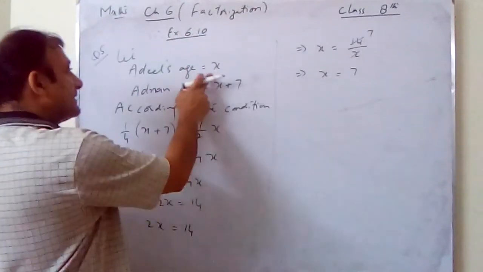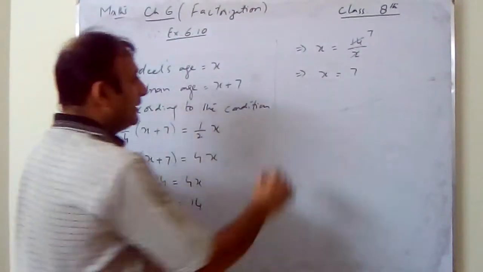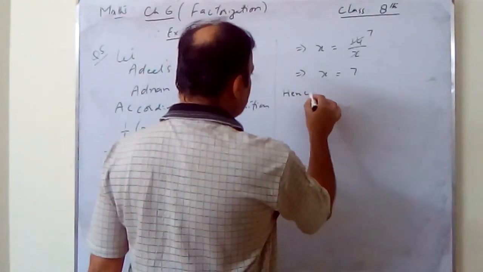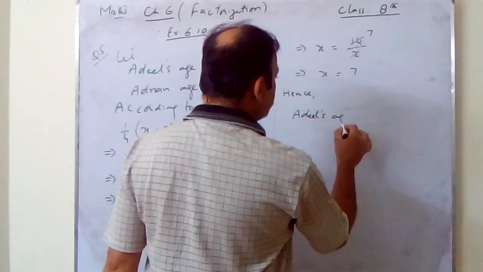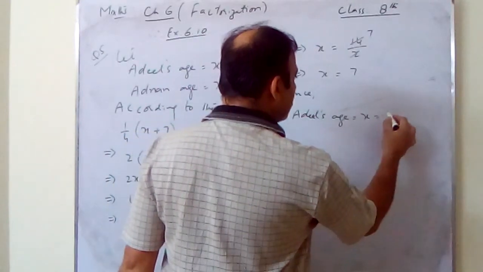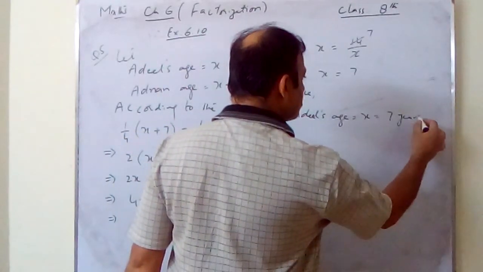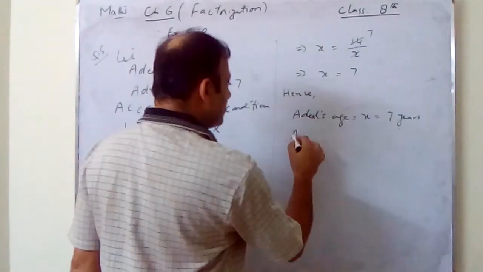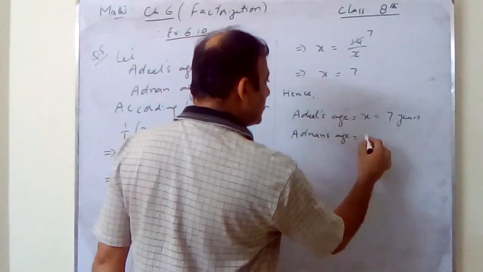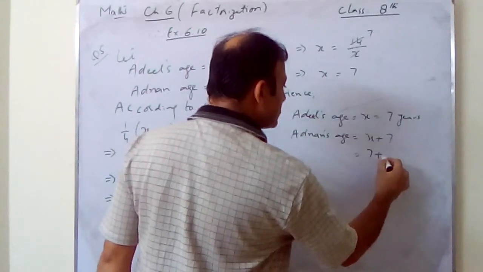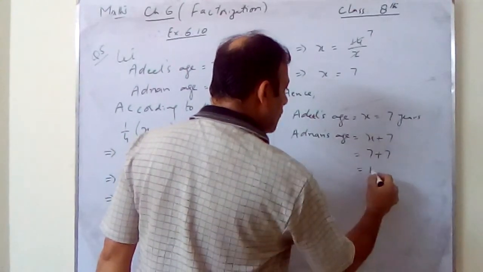What is x? x is the age of Adil. Hence, Adil's age, x, is 7 years. Adnan's age is x plus 7, which means 7 plus 7, 14 years.